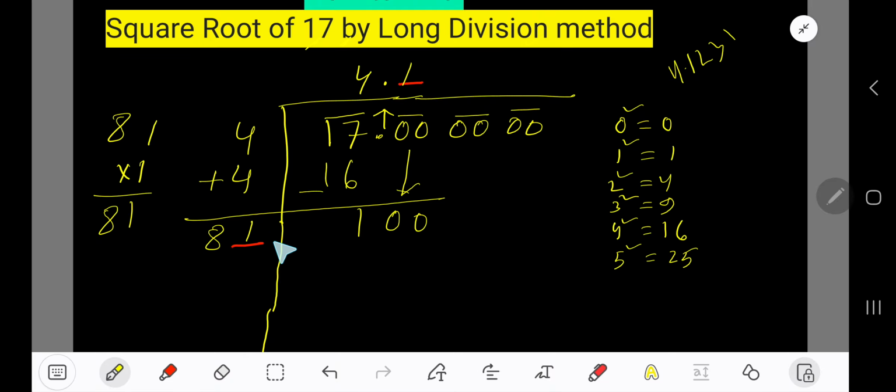If you place 2 here, then what will happen? This 2 will come here. Then 2 times 82: 2 times 2, 4; 8 times 2, 16. 164, which is greater than 100. So this is right, 81 is nearest to 100. So 1 is correct. 1 times 81, 81.